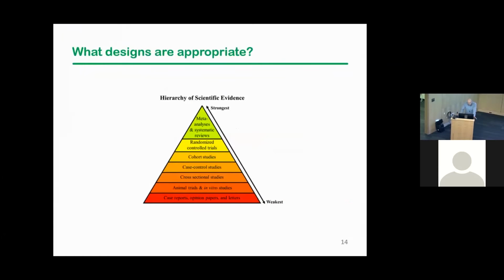So before we move on to the next piece here, I just want to quickly refresh. What designs can we actually use risk? Yes. Oh, yeah. Yeah.